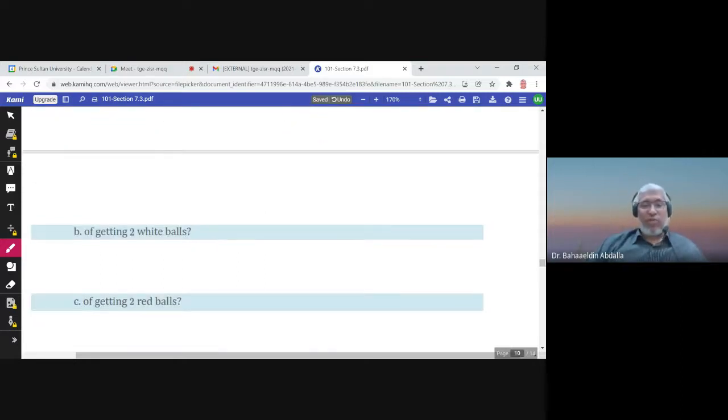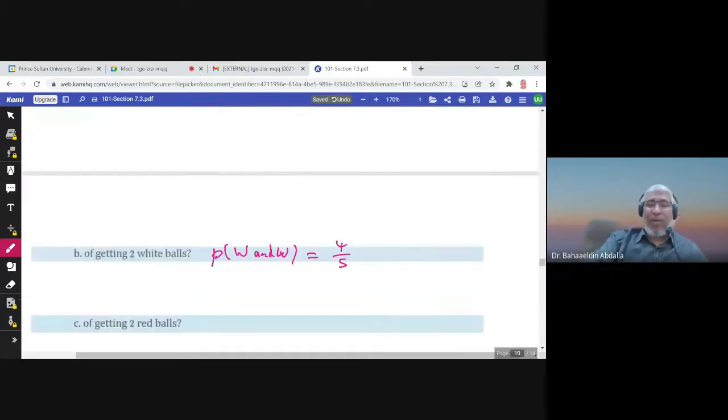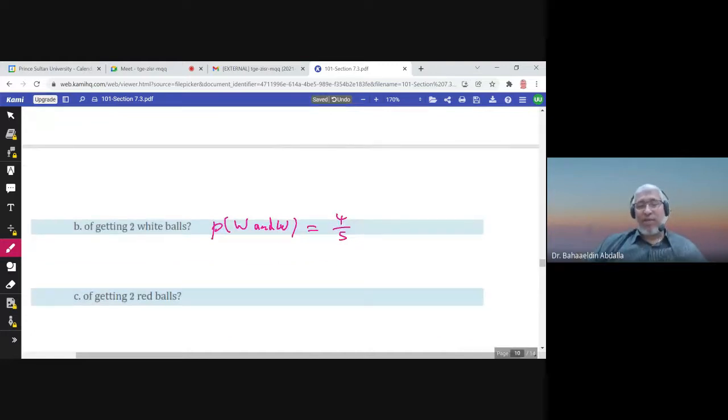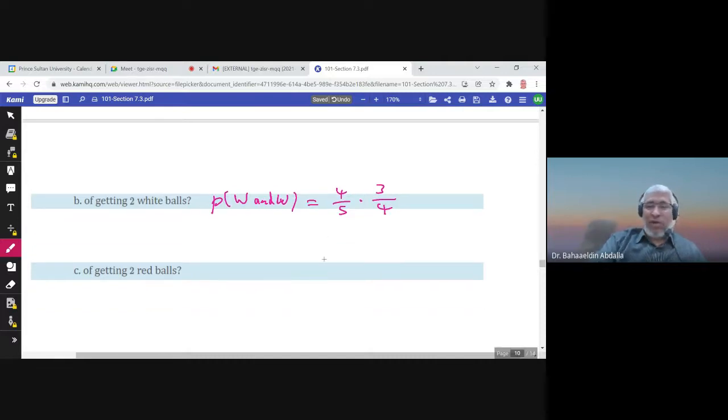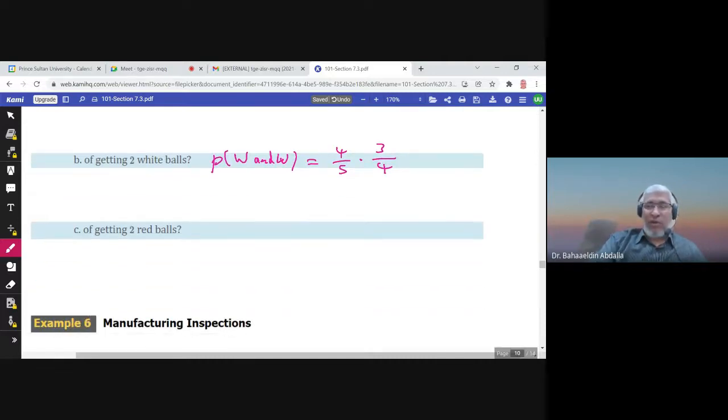Getting 2 white balls, probability of white and white. How many white balls? 4 out of 5. This is the probability of the first being white. Now the second being white, I still have 4 balls, but only 3 of them are white. So the answer is 12 over 20, or 3 over 5.